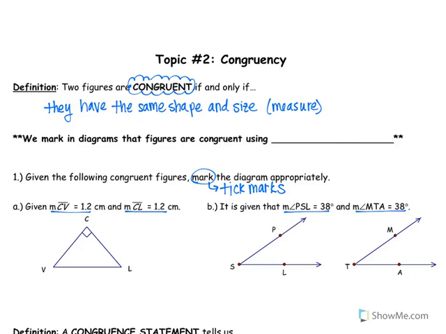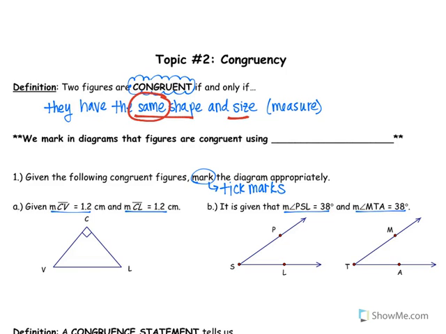So you're joining us in Unit 1, Topic number 2, where we're going to talk about congruency. You may have heard about congruency beforehand, but the definition that we'll use in our class is two figures are congruent if and only if they have the same shape and size, right? So the most important word here is the same, right? There's a very important symbol that we use when we talk about congruent.